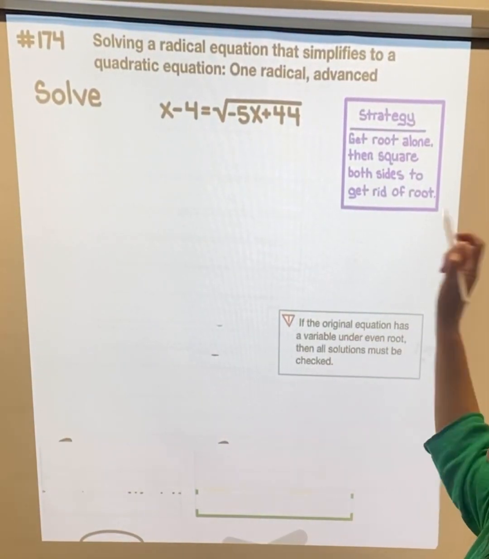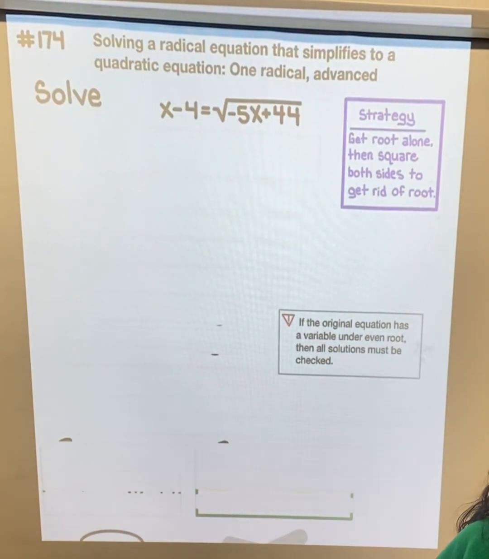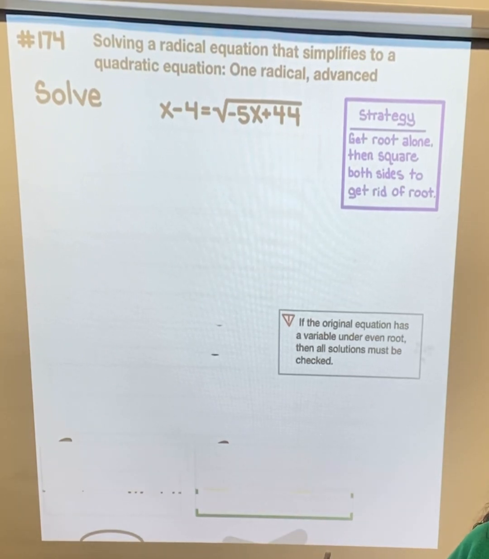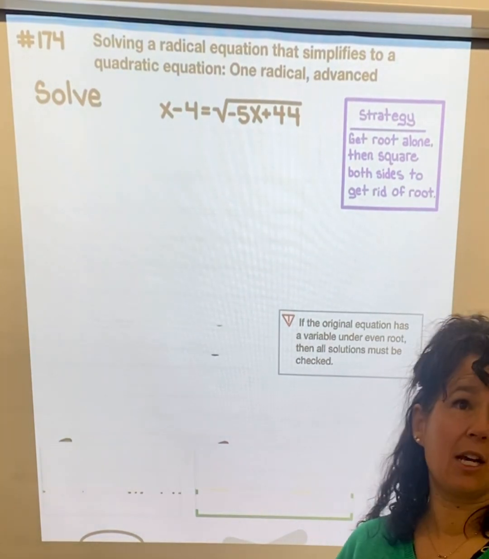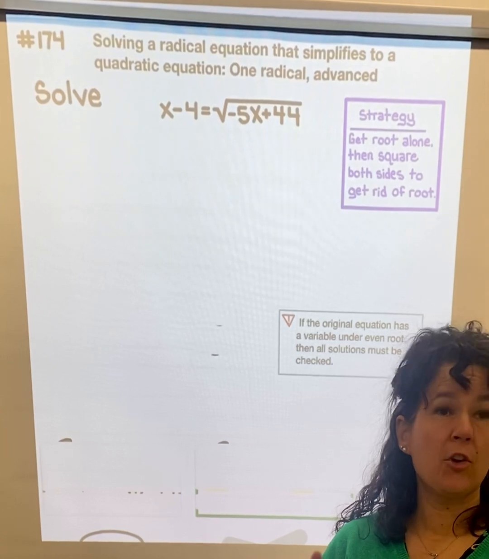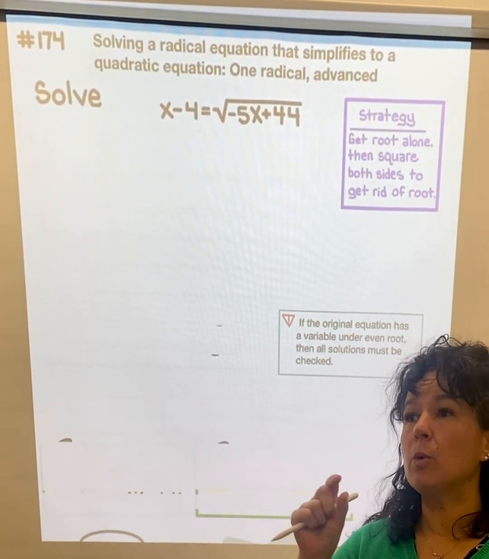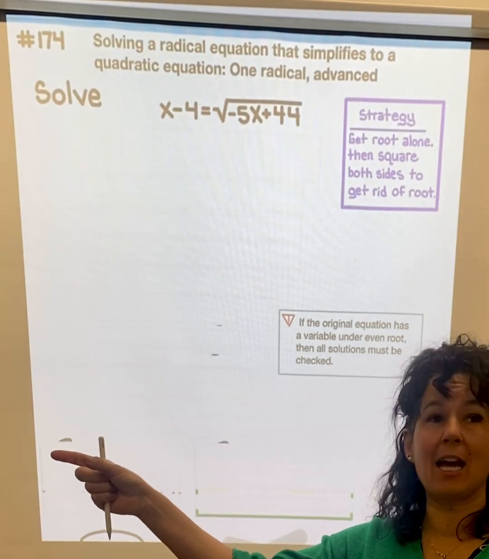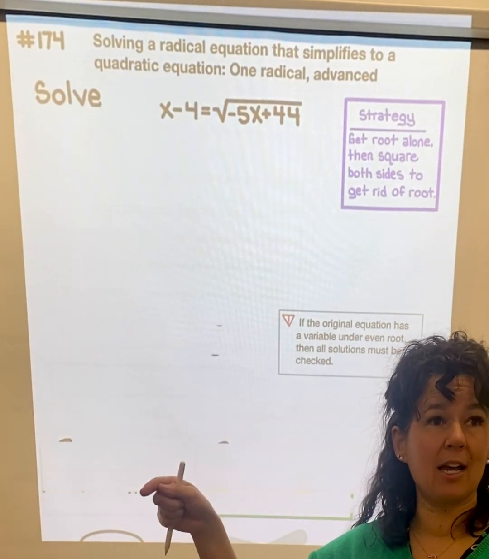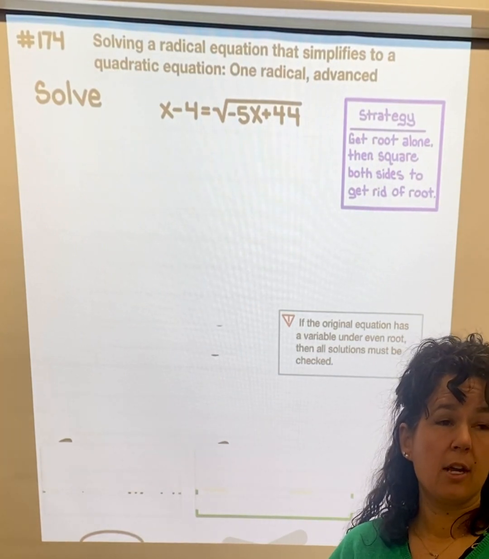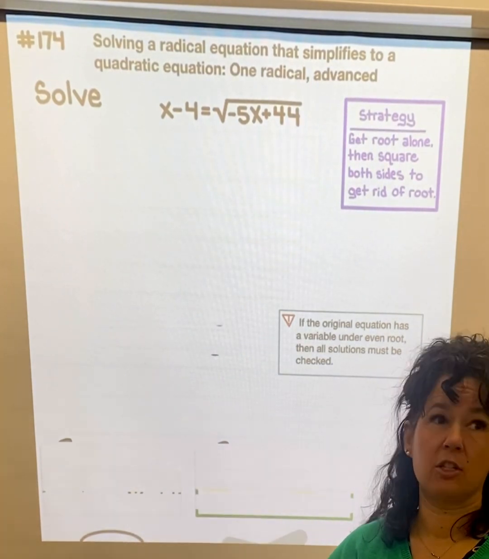Okay, so this one here, your main strategy, if you see a root in an equation, you want to get the root by itself on one side and then square both sides to get rid of it. You're not going to face it today, but if there were two roots in a problem, you would get one root on one side by itself, square both sides. You would still, when you're done, have another root left over. And so you get that root by itself and then square both sides.